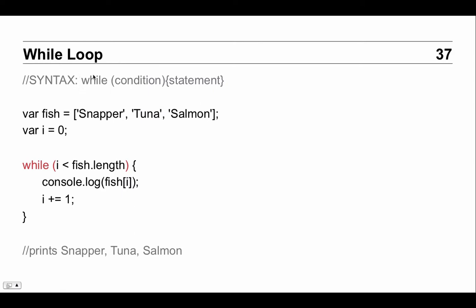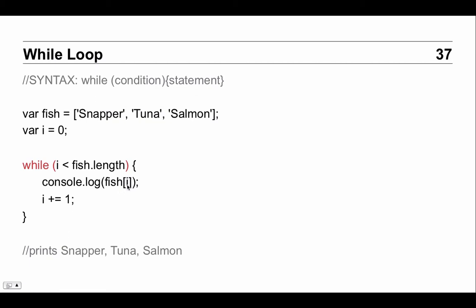So the while loop is similar to the do while, but we've sandwiched the condition and the statement into one line here. So we use the keyword while, and then we evaluate a condition followed by curly braces where it will execute a statement. Okay, so here we're saying var fish, and we're creating an array which is holding the elements snapper, tuna, and salmon. And again, we're creating a variable i, and we're setting it equal to 0 initially. Okay, and as long as i is less than the length of fish, which is 3, 1, 2, 3, we're going to print in the console the name of the fish.